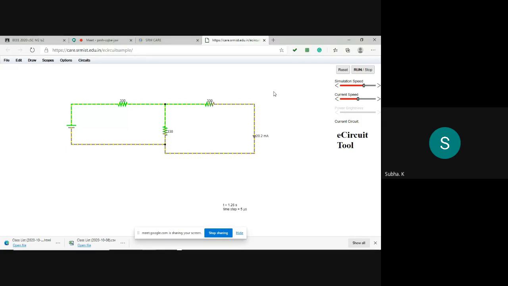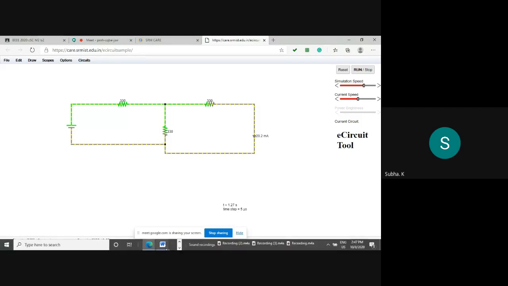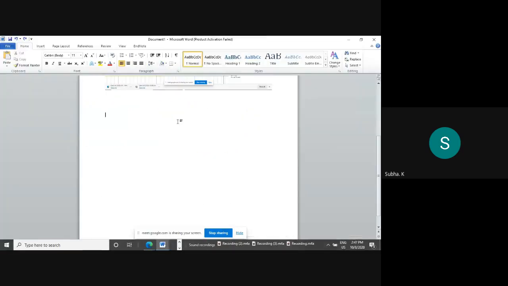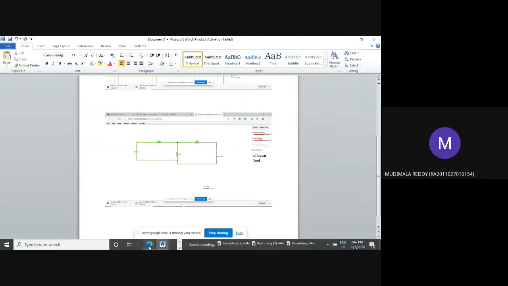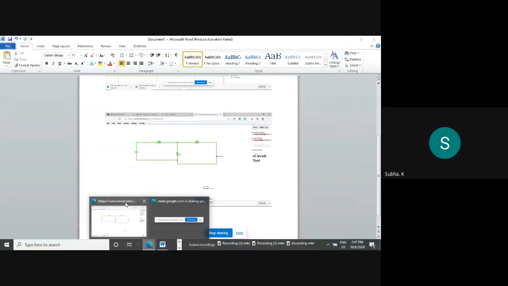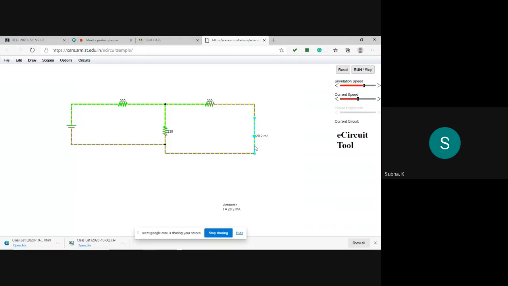Again you click print screen and you copy the three circuits. This circuit also. The voltage is not needed. You are finding out only the short circuit current for Norton's theorem, no? Okay, that's all. Norton's theorem is also over.